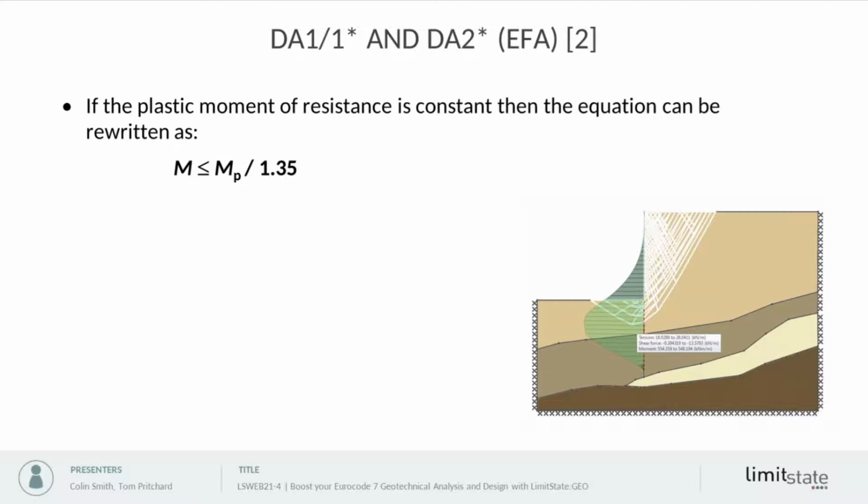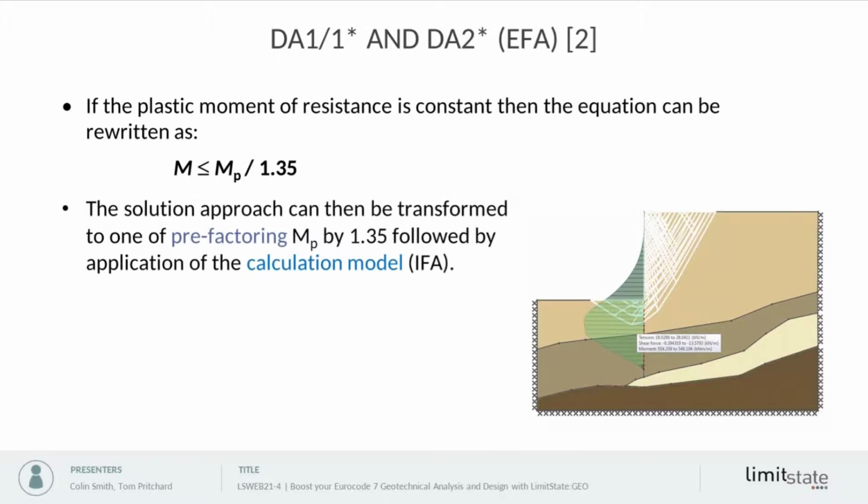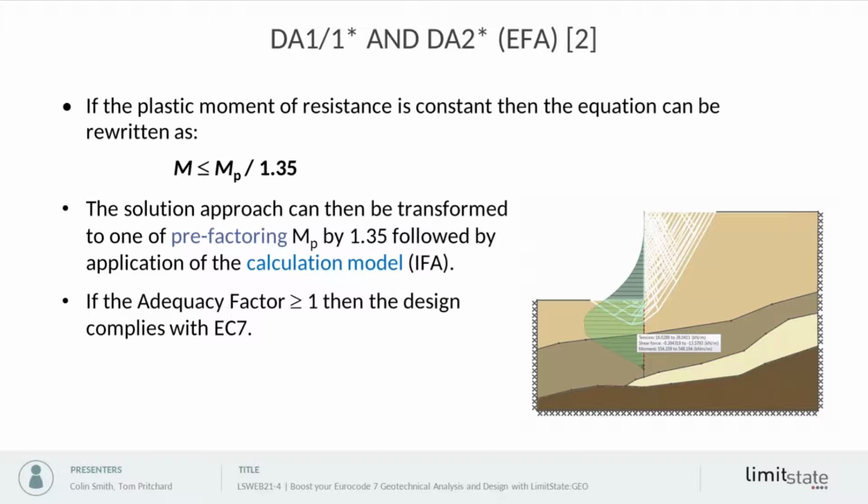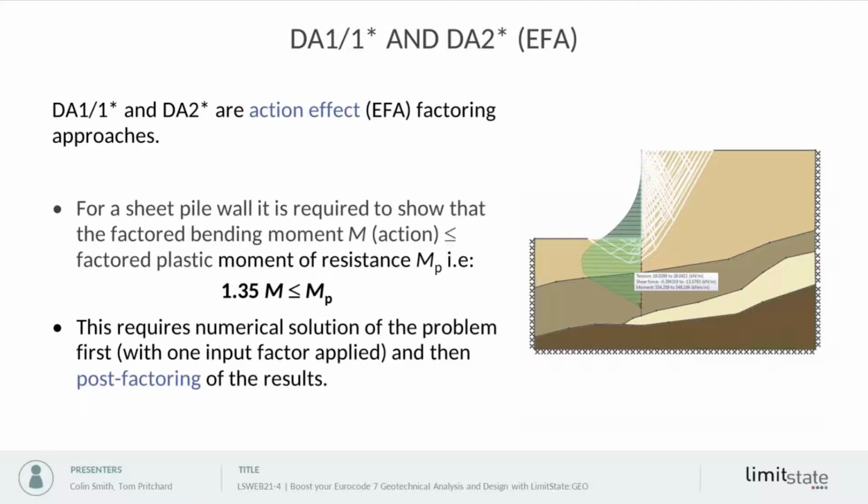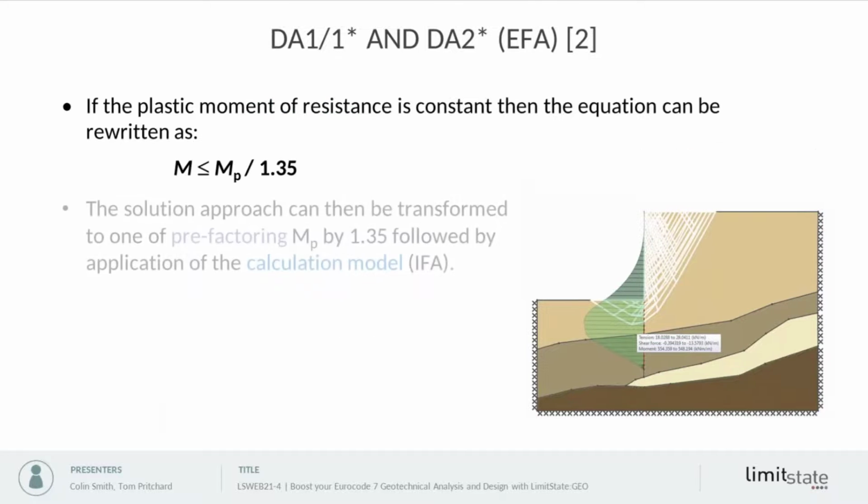Now, in software like LimitState GEO, it can be simpler to adopt a slightly different approach, which is to rewrite this equation so that we want the moments in the wall to be less than MP over 1.35. And then we pre-factor MP by 1.35, and then we apply our calculation model. And if the adequacy factor is bigger than 1, then essentially it is showing that the original equation on the previous slide does apply.